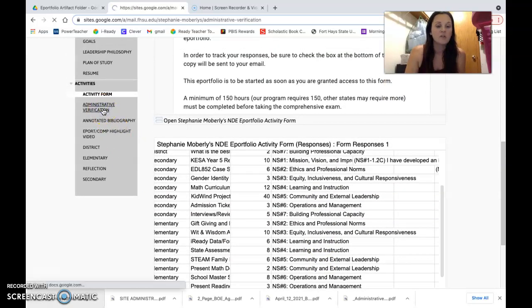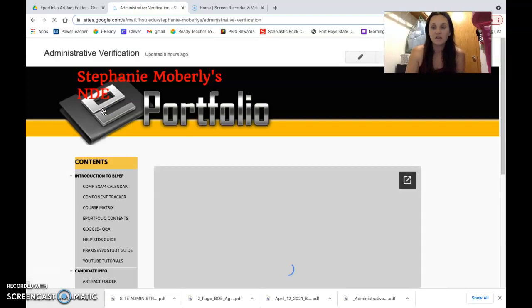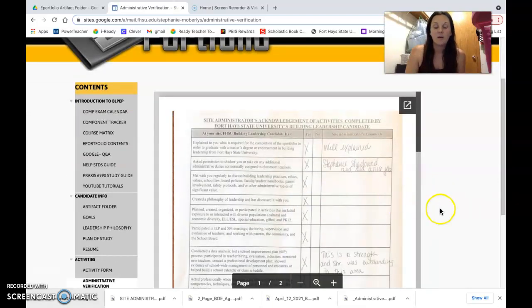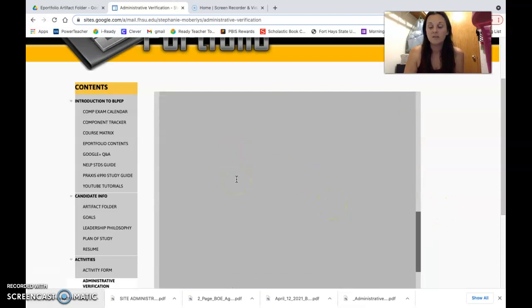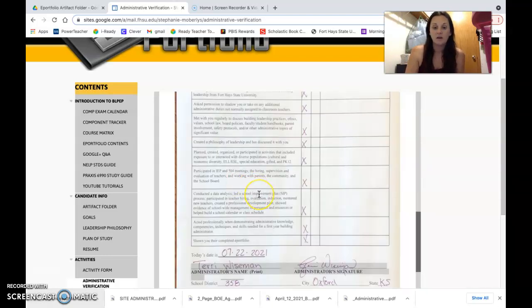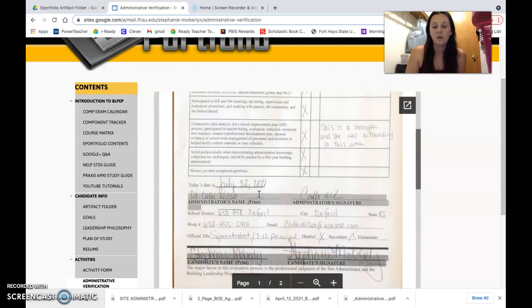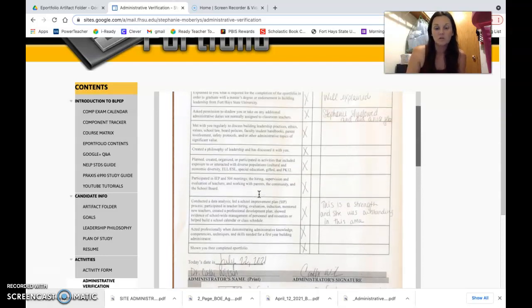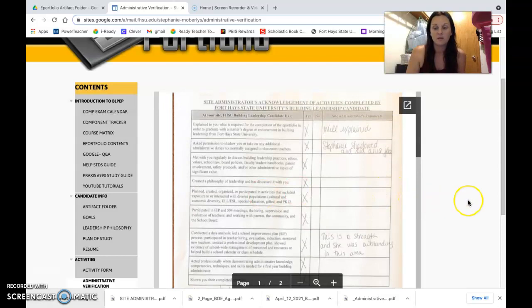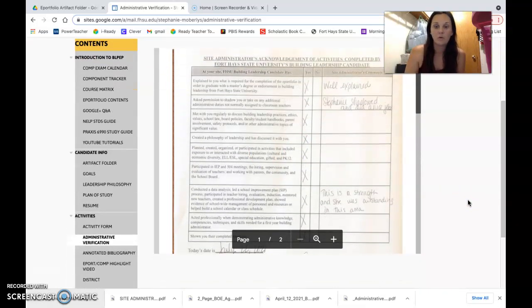My administrative verification, I had this completed by both my elementary principal, which would be my building principal. That was this second form as soon as it loads. And then I also had this completed by my district superintendent, who is also the secondary, the high school, junior, senior high school principal. So she filled out this for me, and we worked through my ePortfolio.